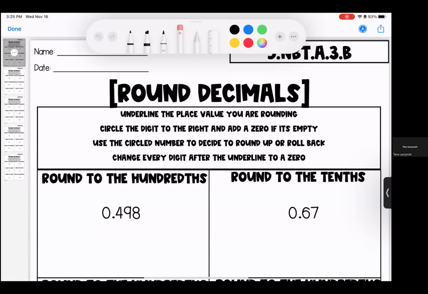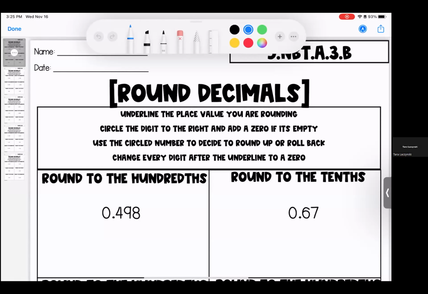Kiddos, let's take a look at our rounding pages for this week. We are rounding decimals and we are using our skills for rounding, but we're also using our understanding of decimal place values. So be careful as you're going through these that you are not only following the steps, but you are also looking carefully at what is being asked of you, because we are bouncing around between please round to the hundredths, please round to the tenths. You have to make sure that you're rounding to the correct place value.